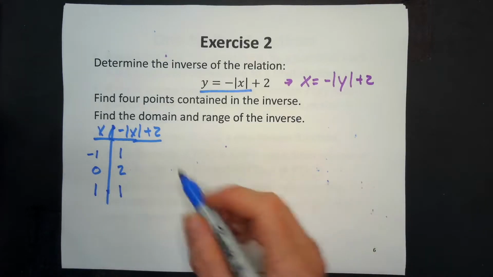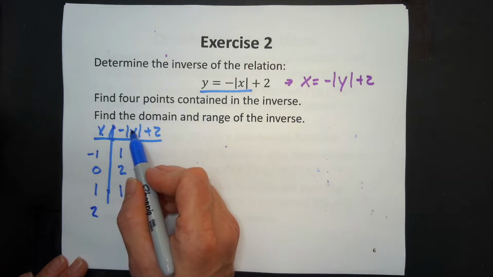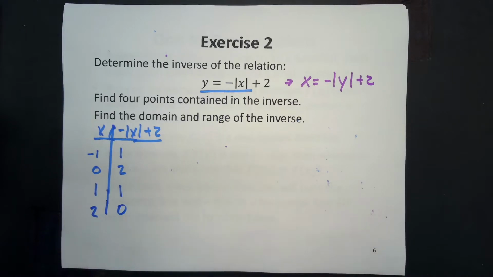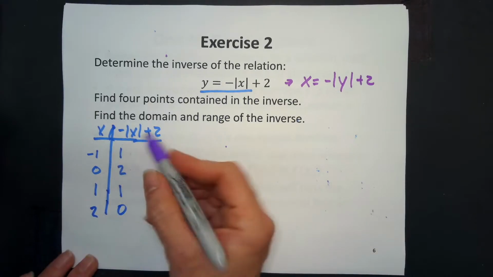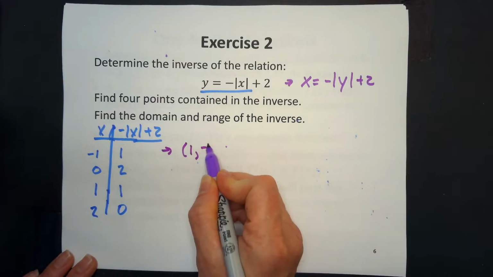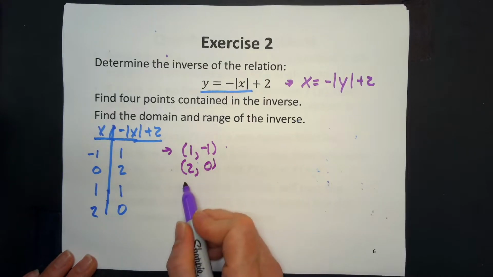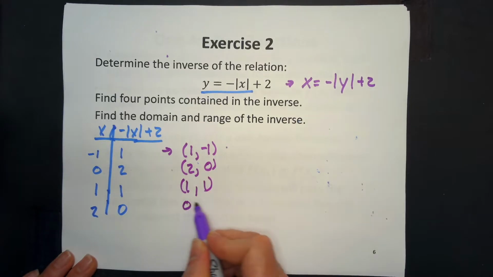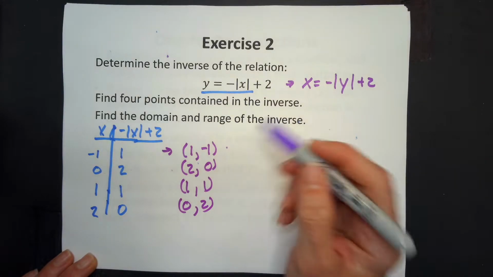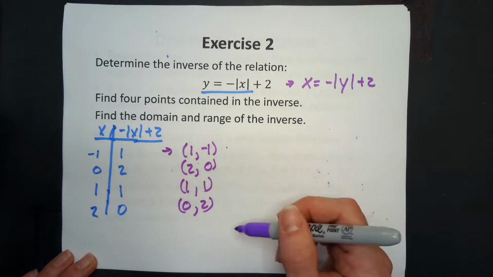So I need 4 points, so let's do one more. Let's plug in 2. The absolute value of 2 is 2, negative 2, and then plus 2 gives me 0 back out. And it doesn't ask us to graph it. So these are 4 points in the original function. So I just take these points and reverse them for my inverse, reverse the order. And now I have 4 points in the inverse.